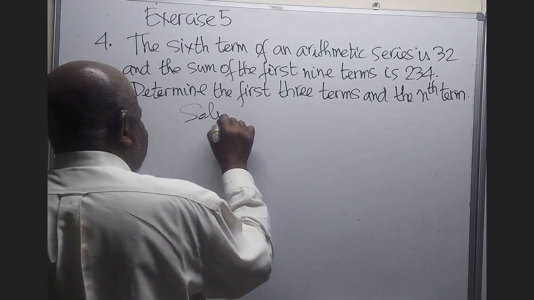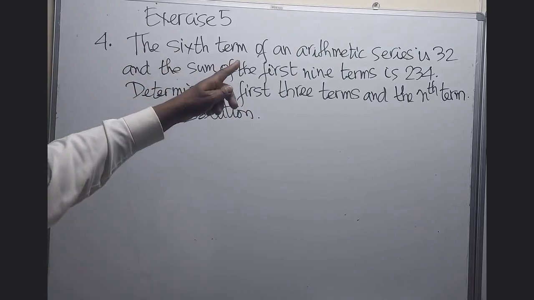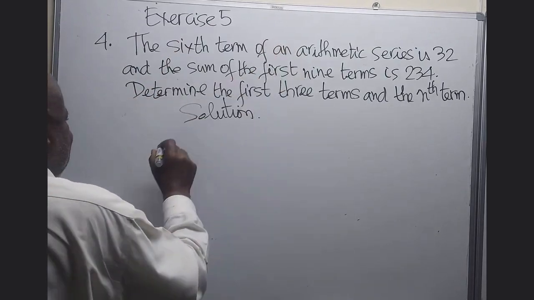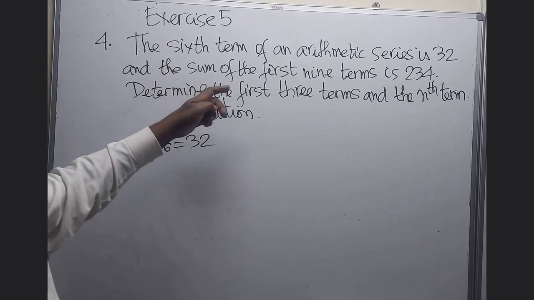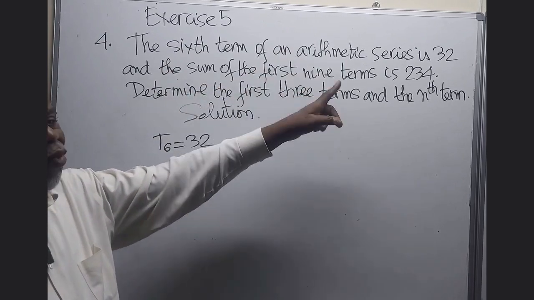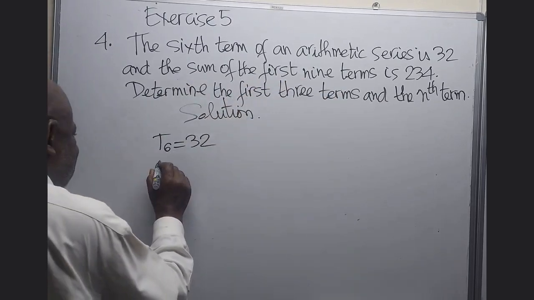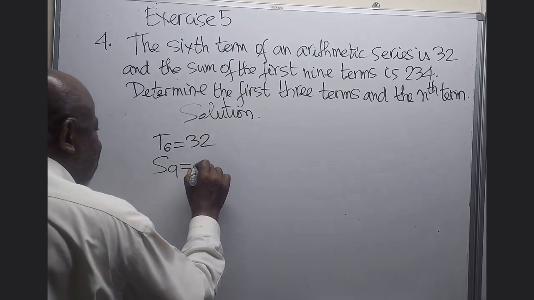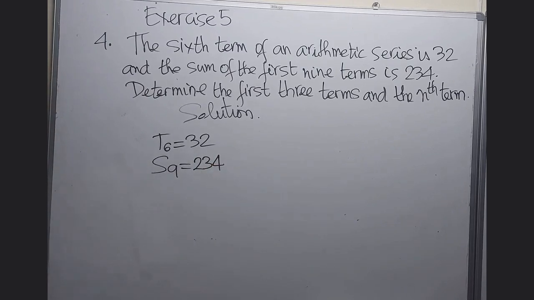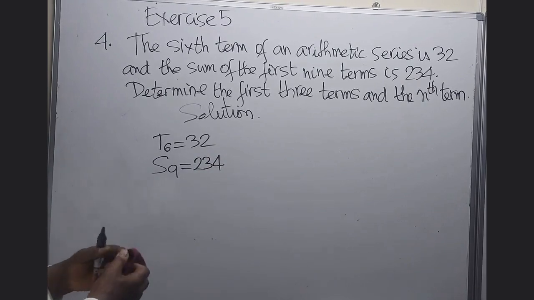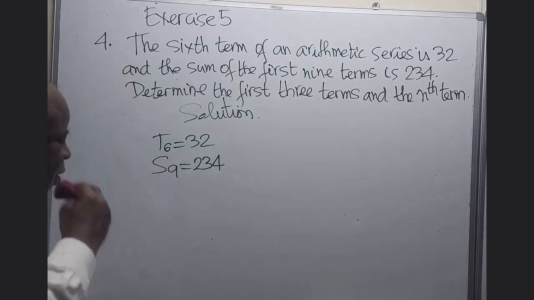Solution. So they are saying the sixth term is 32. This T6 is 32. And then the sum of the first 9 terms is 234. The sum of the first 9, so here we're going to have S9 is equal to 234. So they want us to determine the first three terms and the nth term.